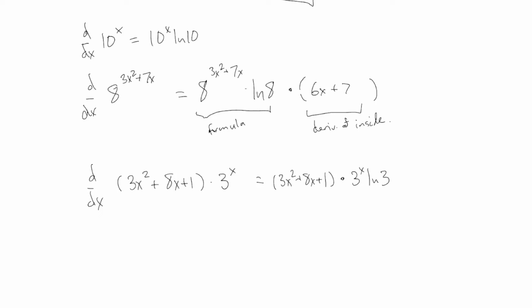So that's the first part of the product rule. The first thing times the derivative of the second thing, and then I go plus the second thing like it is, which is 3 to the x, times the derivative of the first part, which would be 6x plus 8. So because of that right there, we had to do the product rule.